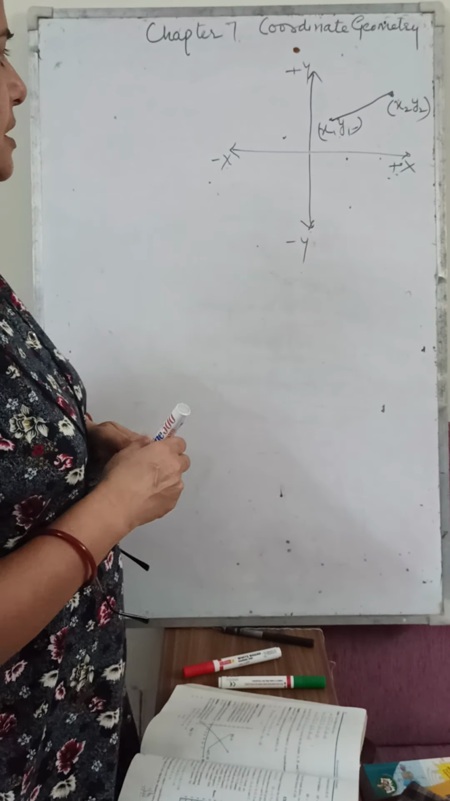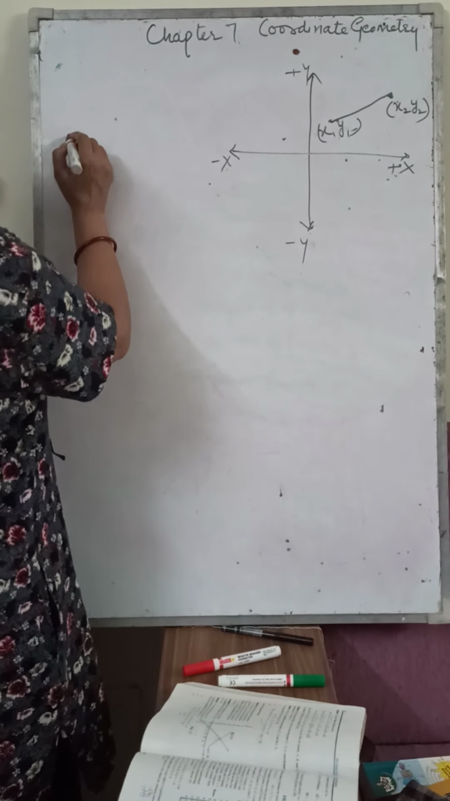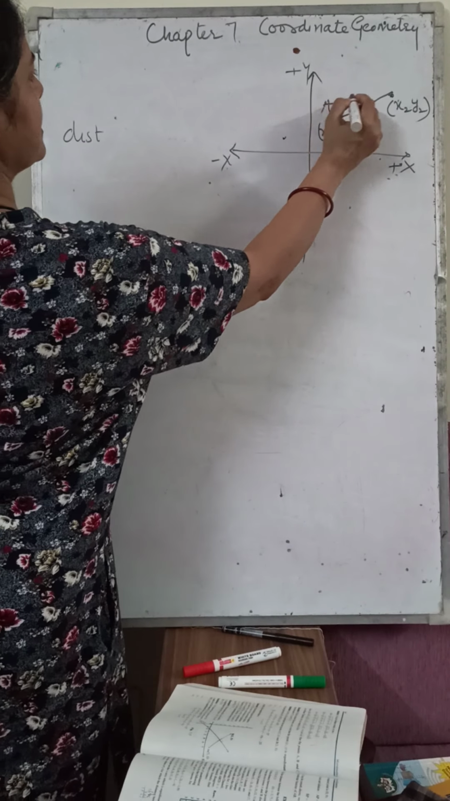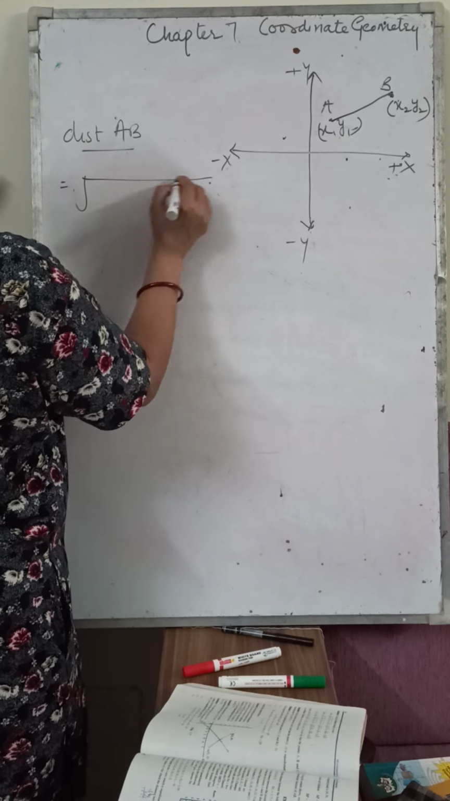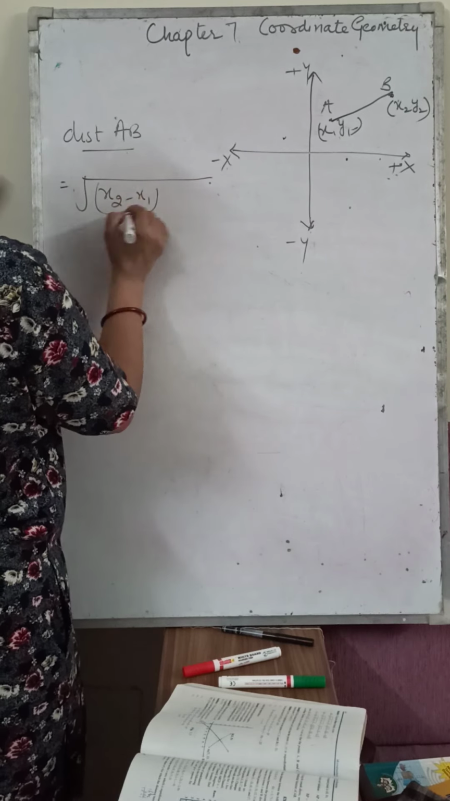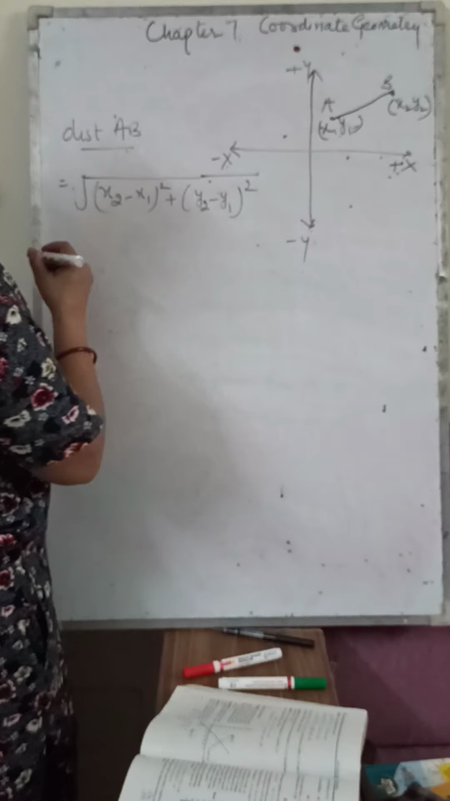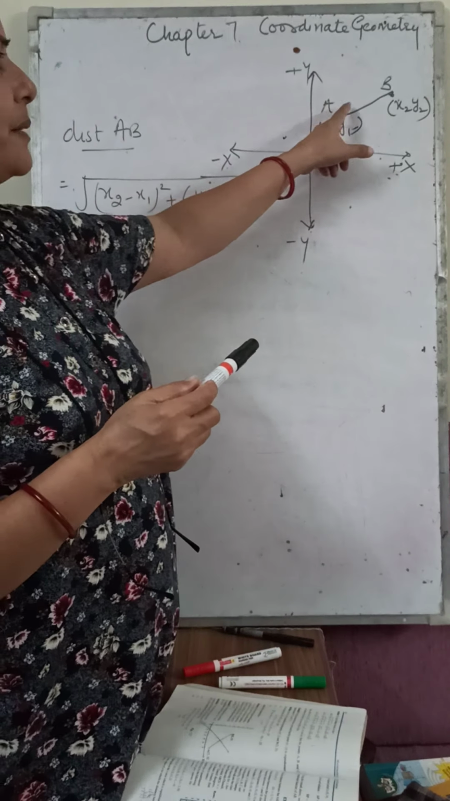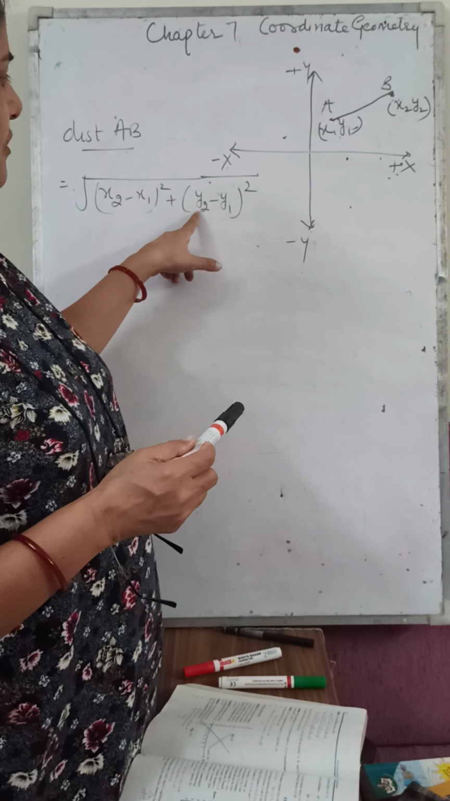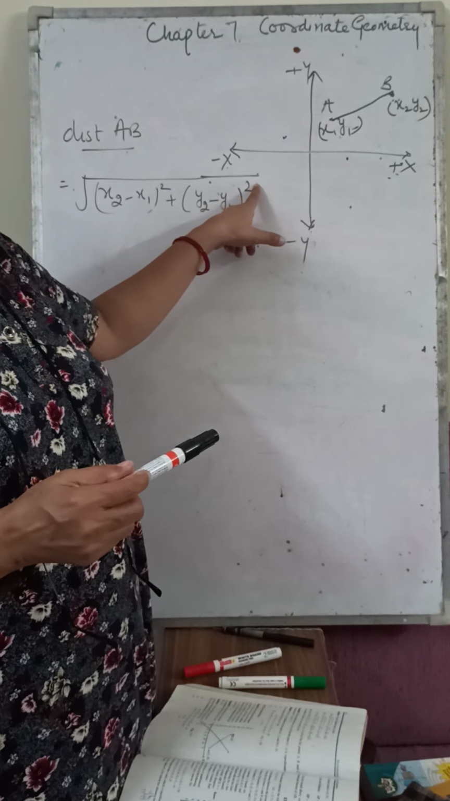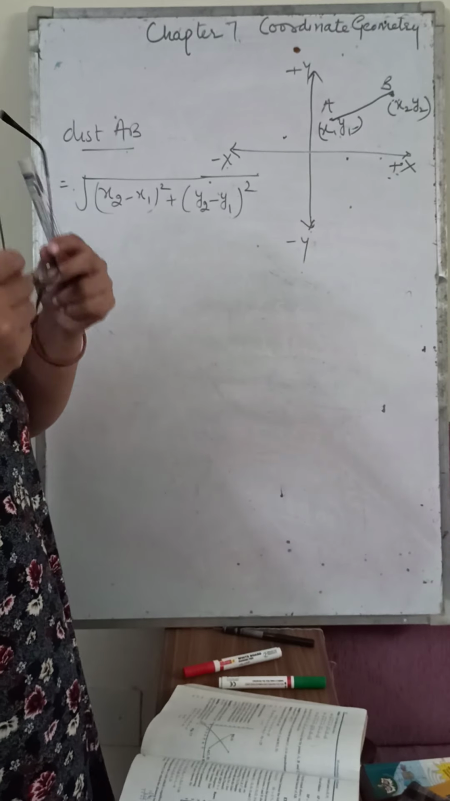Clear? So suppose you have x1, y1 and x2, y2, these are two points, and I ask you to find the distance between this point A and this point B. How will you find the distance AB? It will be root of (x2 minus x1) whole square plus (y2 minus y1) whole square. The distance between two points A and B will be the square root of (x2 minus x1) whole square plus (y2 minus y1) whole square. Clear? So let's proceed with the questions.